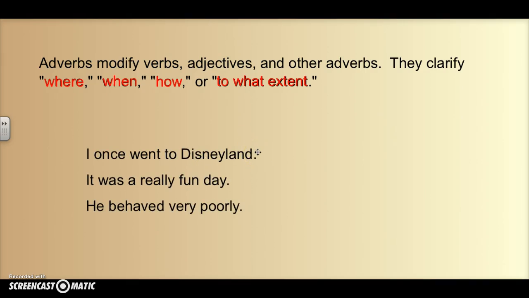So examples here. I once went to Disneyland. Once is when I went. It was a really fun day. How fun was it? Really fun. Or you could argue it's to what extent. So that one right there might be a qualifier. And he behaved very poorly. Again, very in this case is definitely to what extent. And that would be a qualifier for sure.